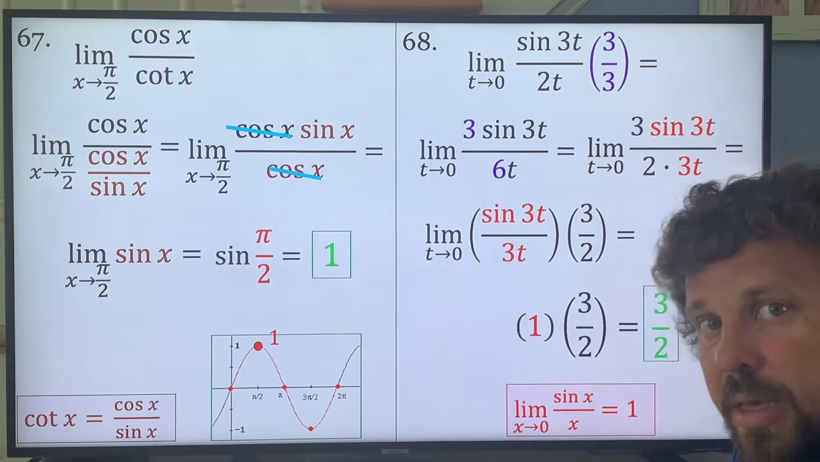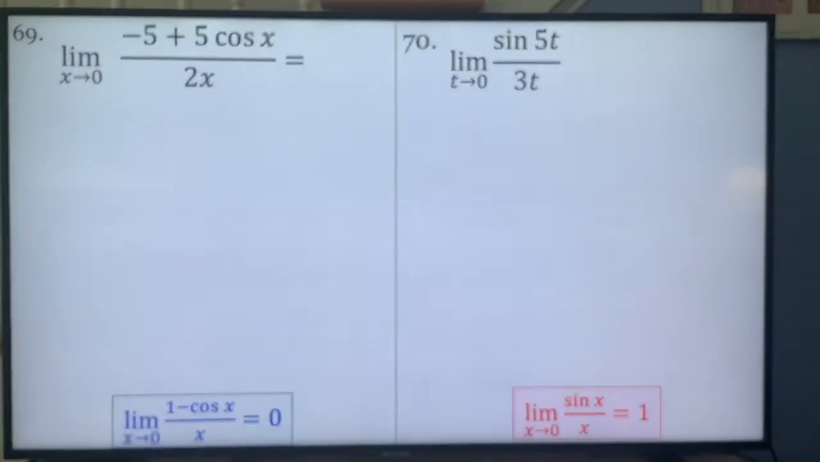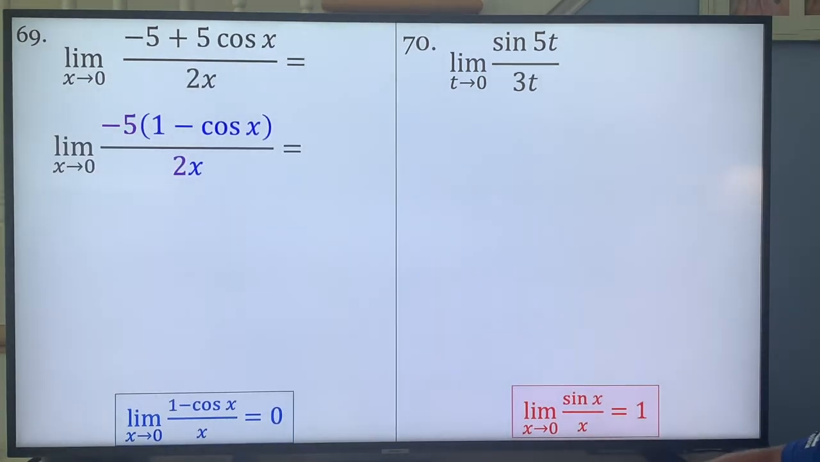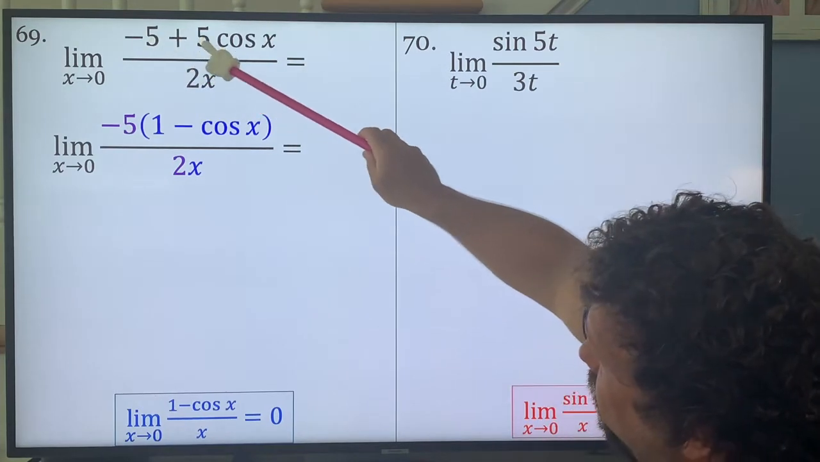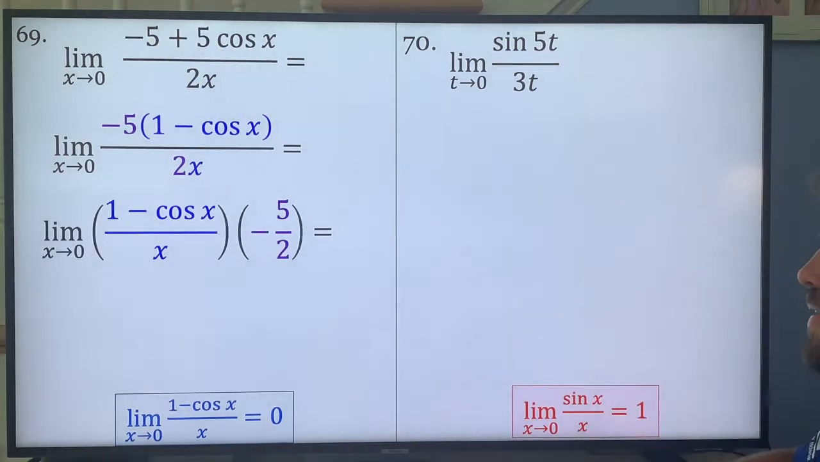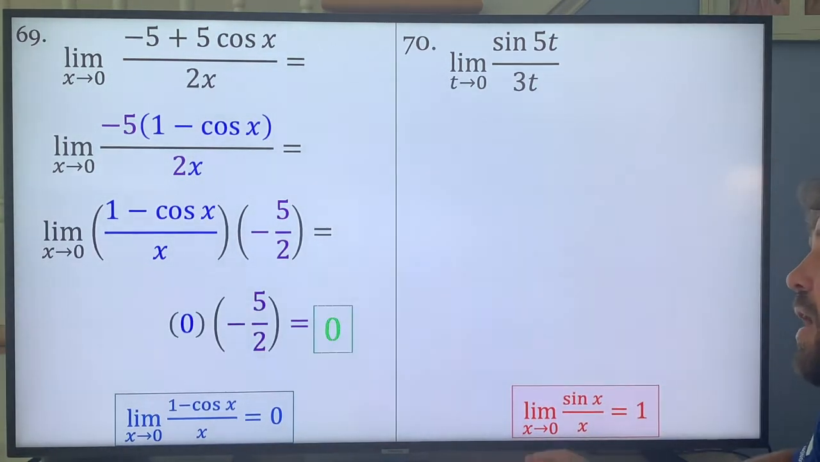See? Little trig fun for you. All right, let's go do some more trig fun. You can take a 5 out of the top, right? Leaving you with, actually it would have to be a -5 because we want 1 minus that, good. And then we take the 2 out of the bottom. -5/2 times 1 minus cosine x over x, which equals 0. And the answer is 0.